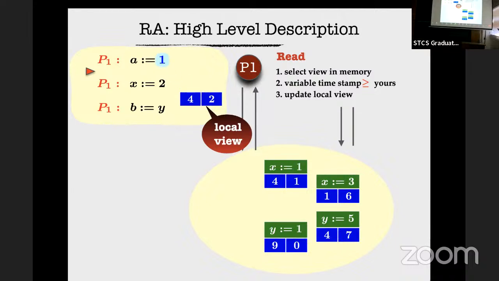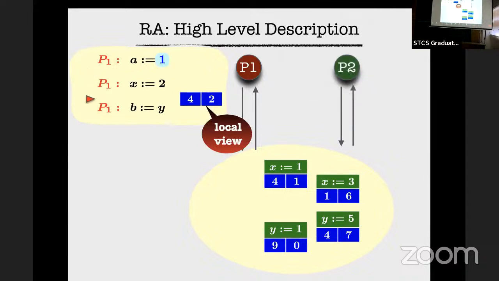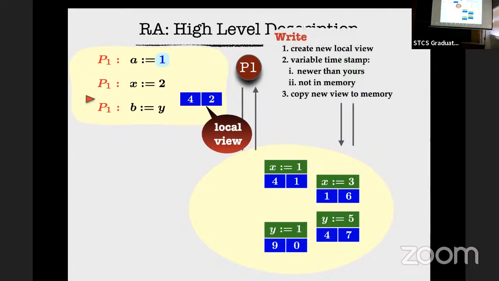So that was a read operation, a is x. Now let's look at how a write operation behaves. I want to write the value 2 to x, so it's a write operation. My local view is now 4 and 2. Here's what I do. I can now create a new local view because I'm advancing in time. I'm writing a new value, so I advance my local view.